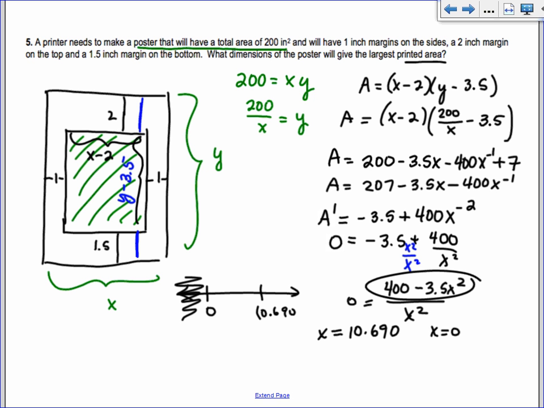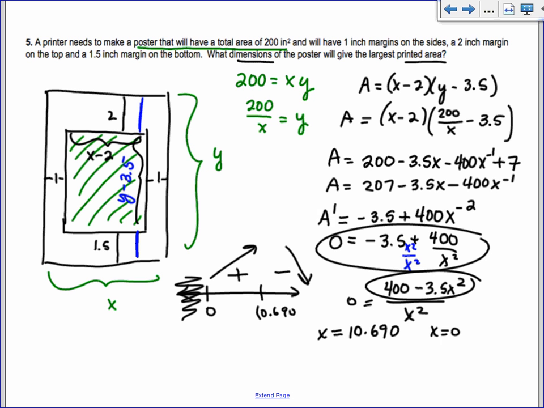All right. And then if you plug into A prime, so let's say I plug in 1, I get negative 3.5 plus 400 over 1. So I get 400 minus 3.5, it's positive. And if I try like 11, right, it's going to be negative. So you get up and then down. So that is going to maximize the printed area.